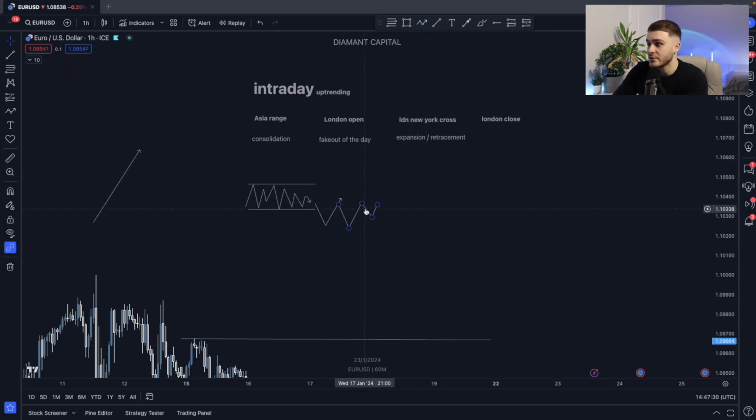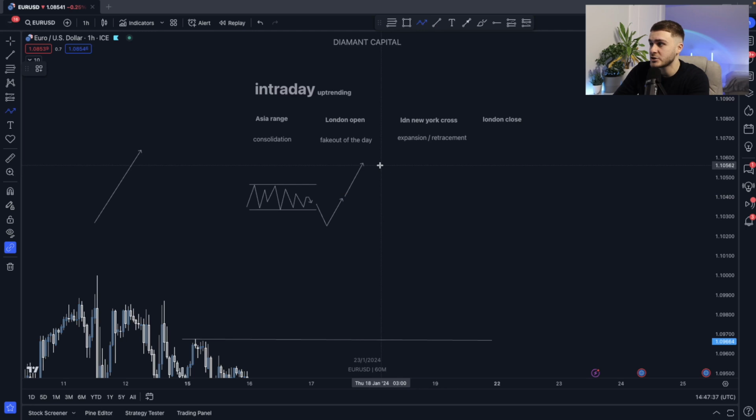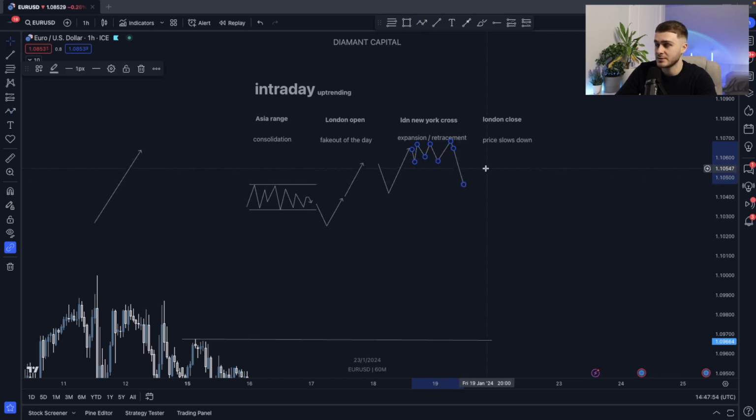Or the second scenario is that price has already done something like this during London. New York, eventually you kind of expect it to retrace, and then you get a further expansion to the upside. Then London close is when price slows down. This is going to mean that price is either going to consolidate, like this, for example, or price is going to continue to the downside and completely retrace for the rest of the day.